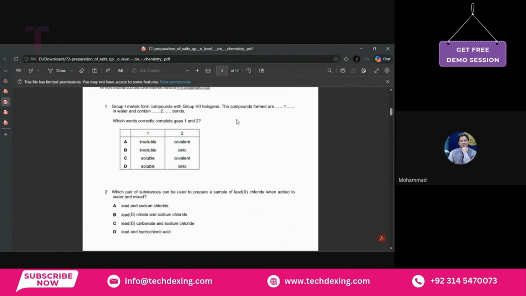The compounds formed will be soluble. The compounds are soluble in water and contain ionic bonding. Very good. Group 1 contains metals and group 7 contains non-metals. So which bonding actually exists between metals and non-metals? Ionic. Very good. It's soluble and ionic. Yes, D.